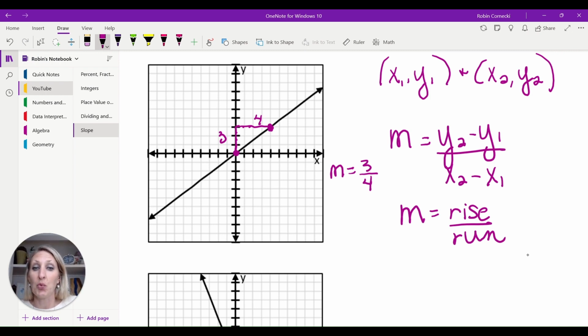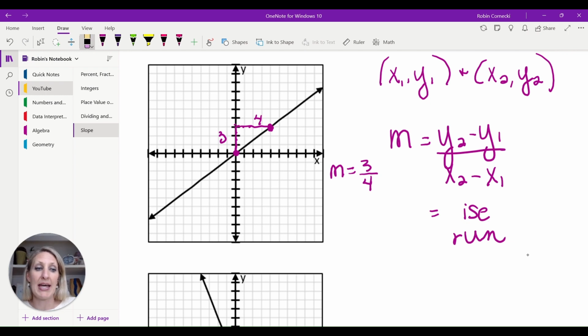So we rise, and then we're running towards the positive numbers, so that's positive 4. And our line is positive. It's the steepness as it rises from left to right. But we can also put that in a table.